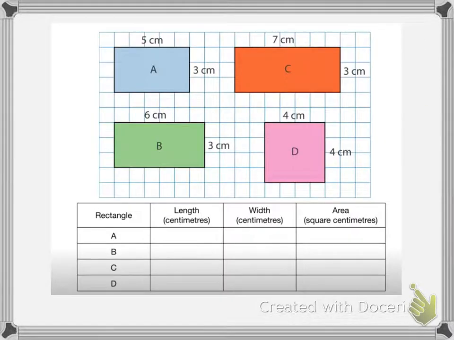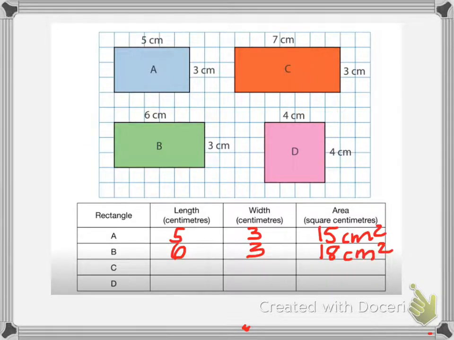Let's try doing some examples together. So if we look at rectangle A, we can see that the length is 5, and we can see the width is 3. If I were to multiply the two together, I would get 15 centimeters squared for that first area. In rectangle B, we can see that it has a length of 6, and we see that it has a width of 3. 6 times 3 will give us 18 centimeters squared.